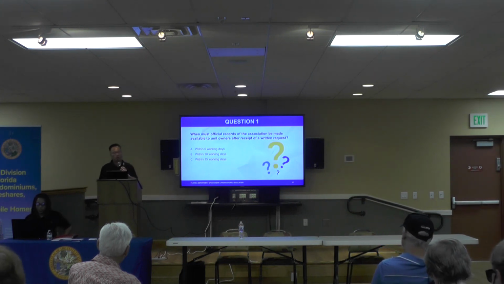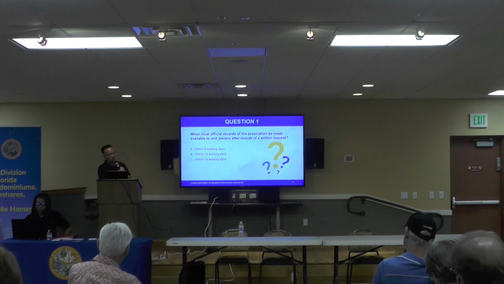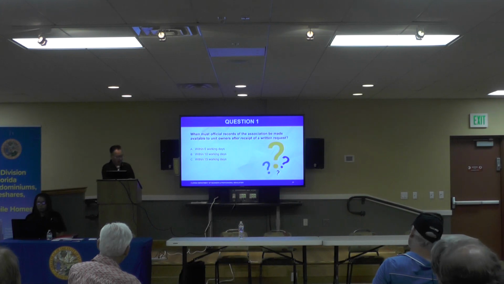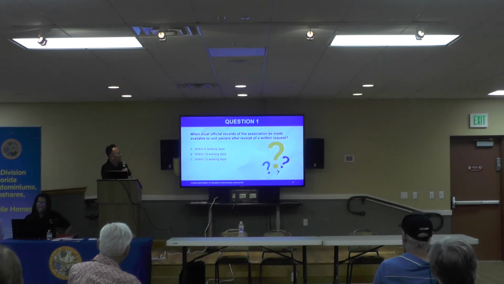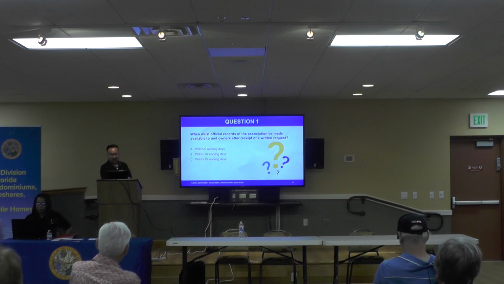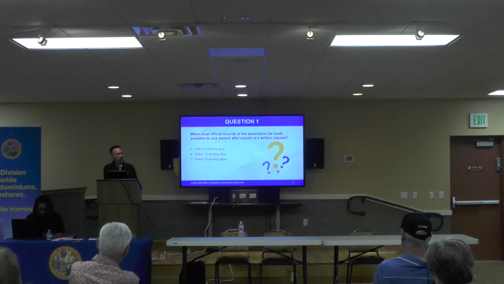When must official records of the association be made available to unit owners after receipt of a written request? Five working days, 10 working days, 15? So the answer is B, 10, right? 10 working days after a written request. Make sure you remember the written request. No verbal, telephone, or email, right? If the unit owner happens to request by email, by phone, or in person, the association has the right to refuse to answer.